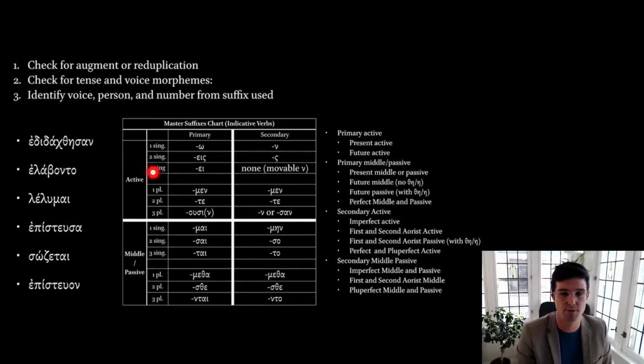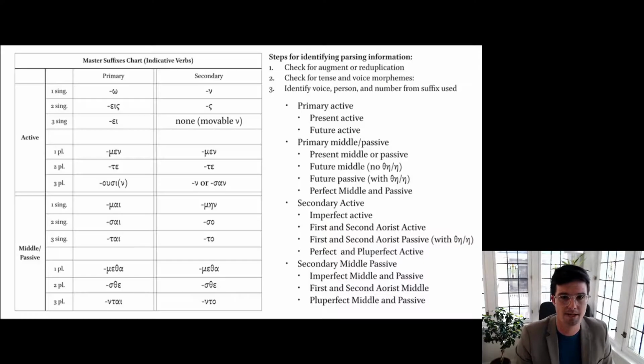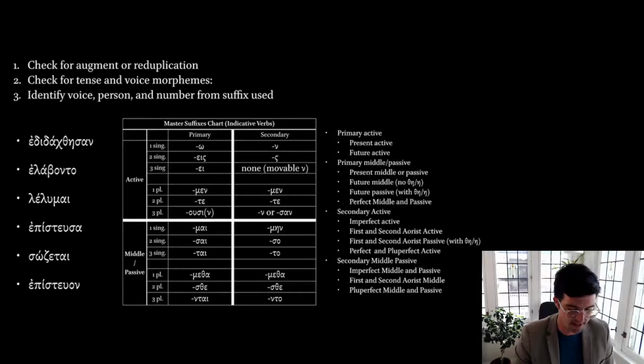And so how this works out, I'm going to give us a little chart here, and this is where we're moving to some practice. I'm giving you this chart also in black and white as a printable cheat sheet for you, so that you can see the steps for identifying parsing information, have the master suffixes chart on one page, along with the different indicative tenses that get used with these different suffixes. But what I want to do is go through some of these together, get you some practice going through this three-step method of identifying parsing information.